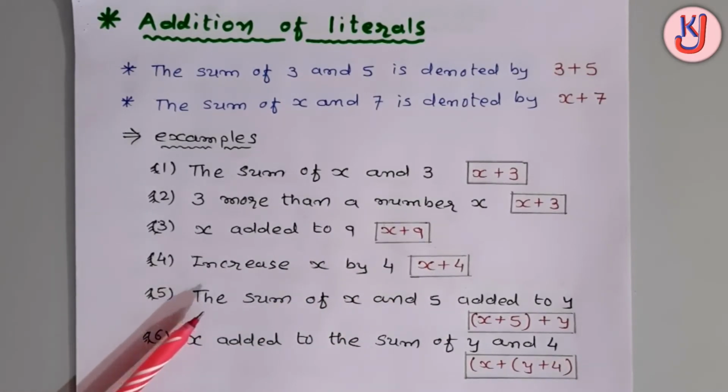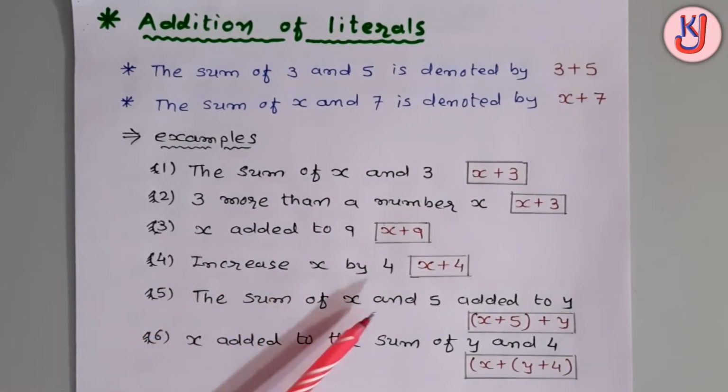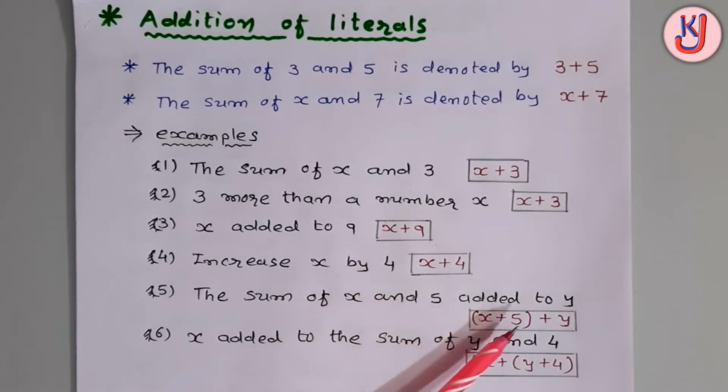Now see carefully, the sum of x and 5 added to y. You can see that the sum of x and 5 I put in the bracket, and the answer is further added to y, so that (x plus 5) plus y. x added to the sum of y and 4, x plus (y plus 4).